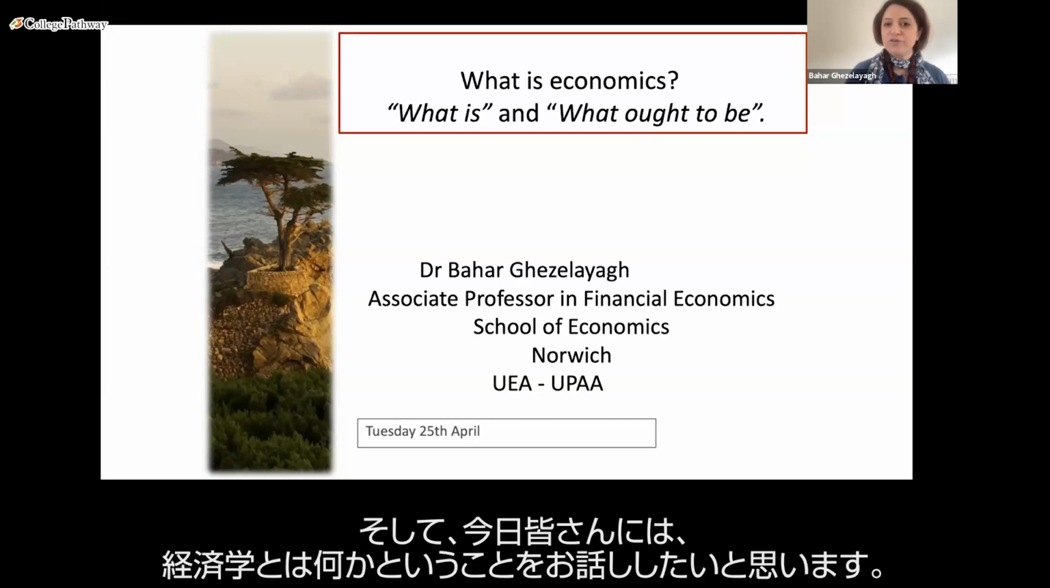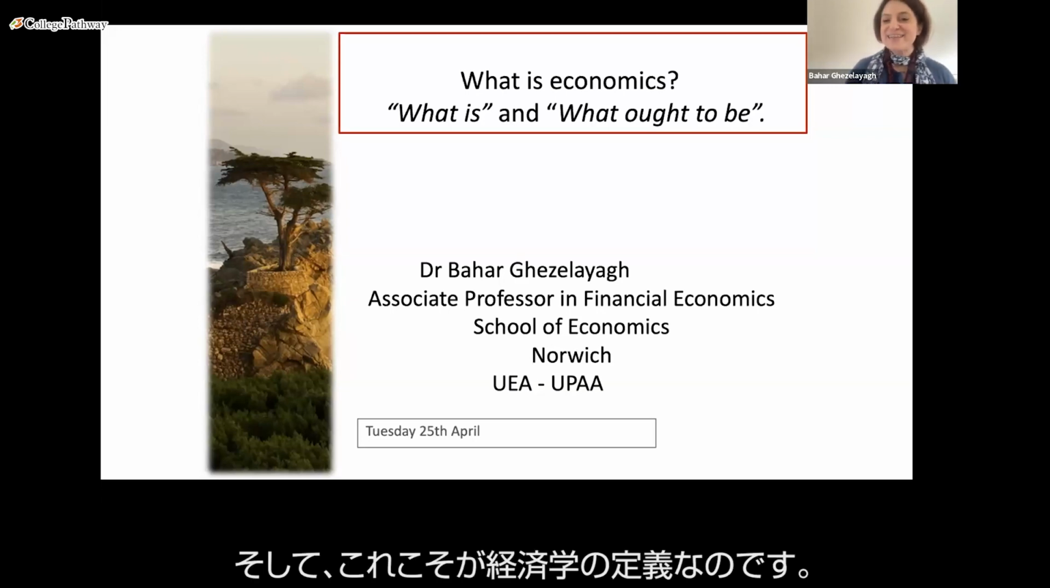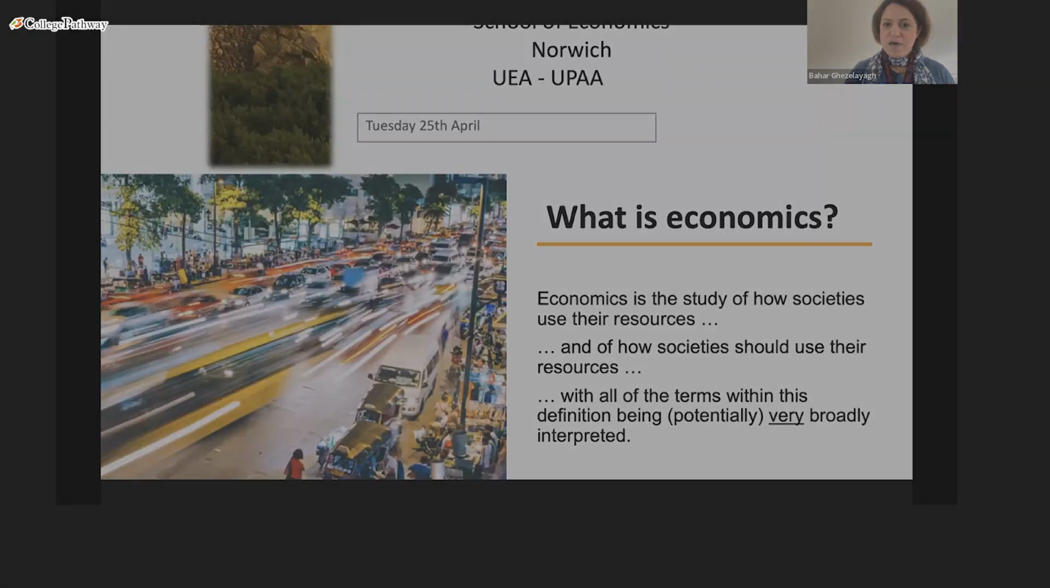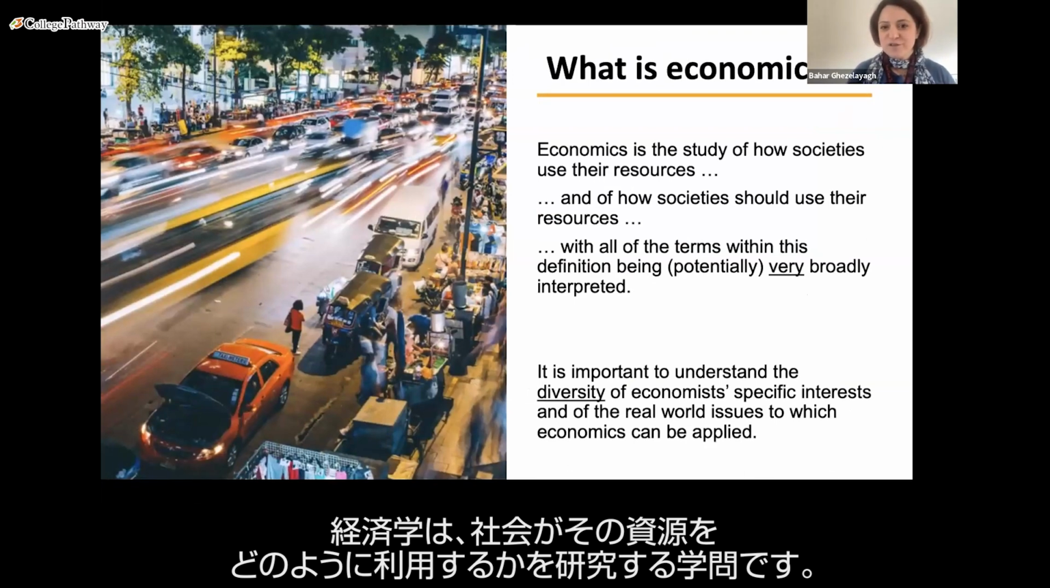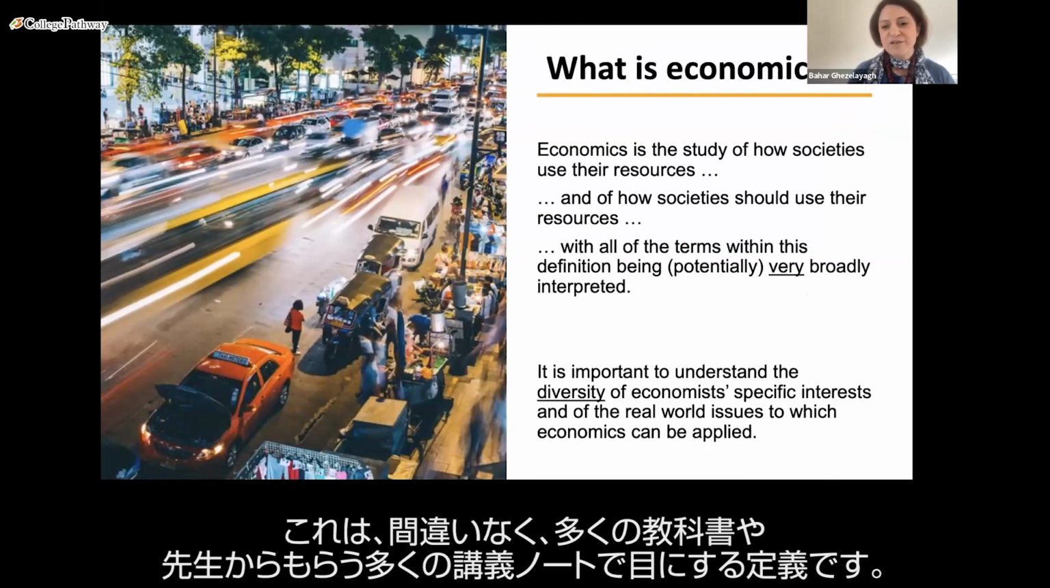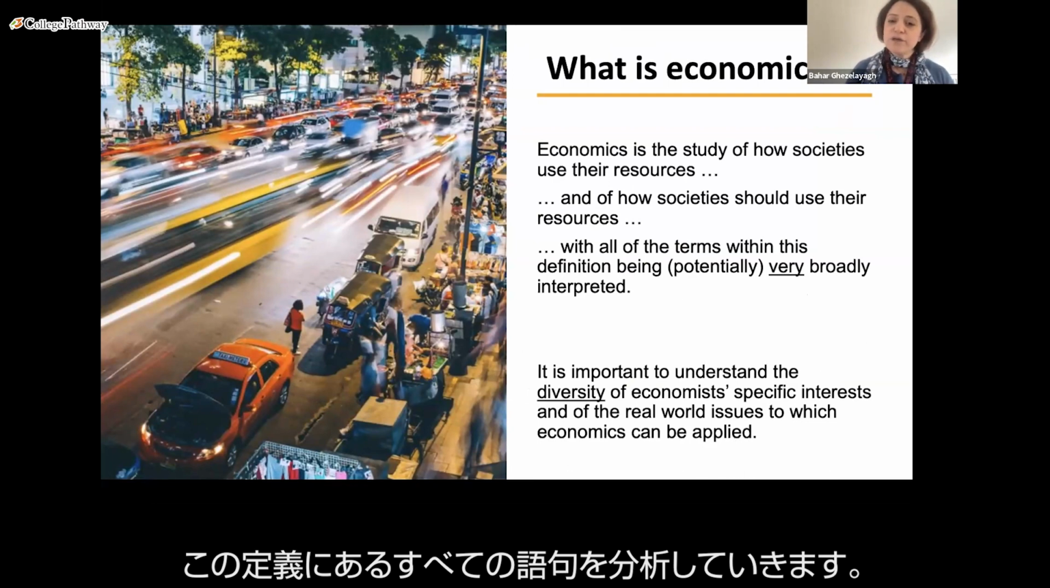And what I want to talk about to you today, I want to explain to you what is economics. And you can see on your screens that the title of the talk is What is Economics? What is and what ought to be? And that is exactly the definition of economics. Economics is the study of how societies use their resources. This is a definition that you will without a doubt see in many textbooks, in many lecture notes from your teachers, and in the future, if you want to study economics, this is a definition that you will see. And I'm going to analyze every single word of this definition.